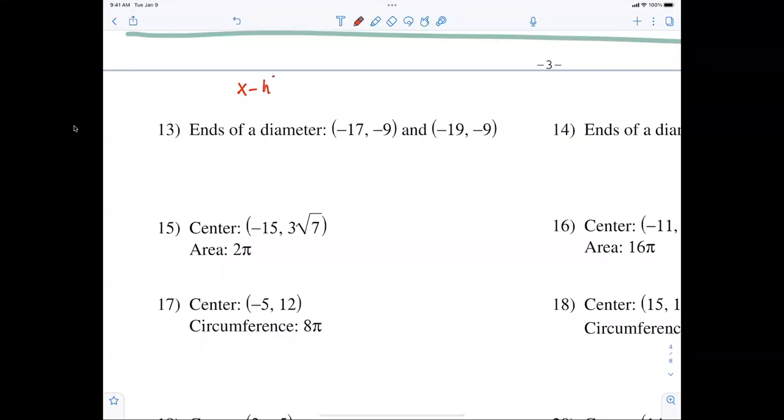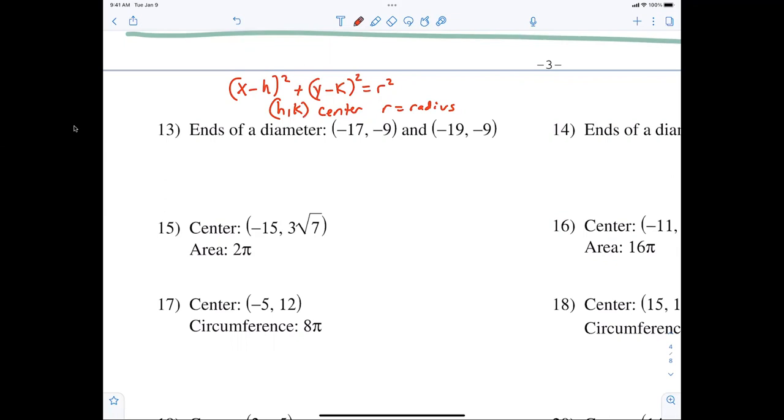So this would be (x − h)² + (y − k)² = r². Now, for some reason, the circle is important in standardized tests. It looks complicated, but it's not. Remember, (h, k) is just called the what? Center. And of course, r is equal to the radius.